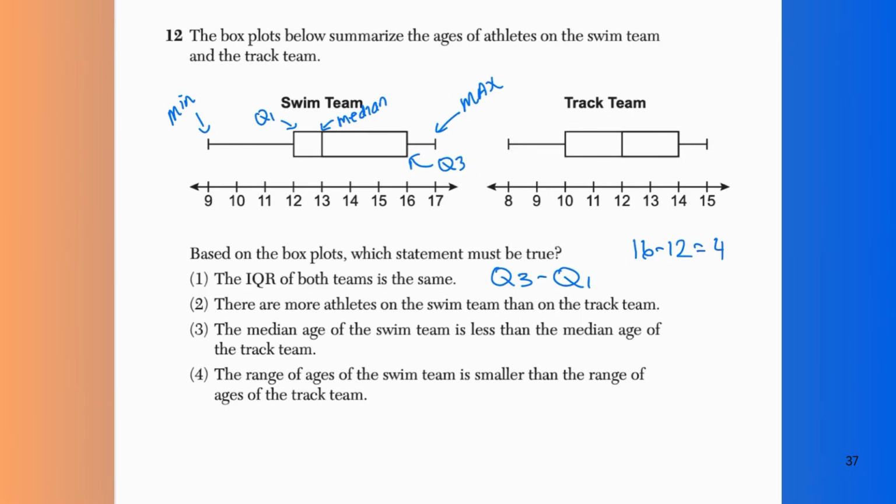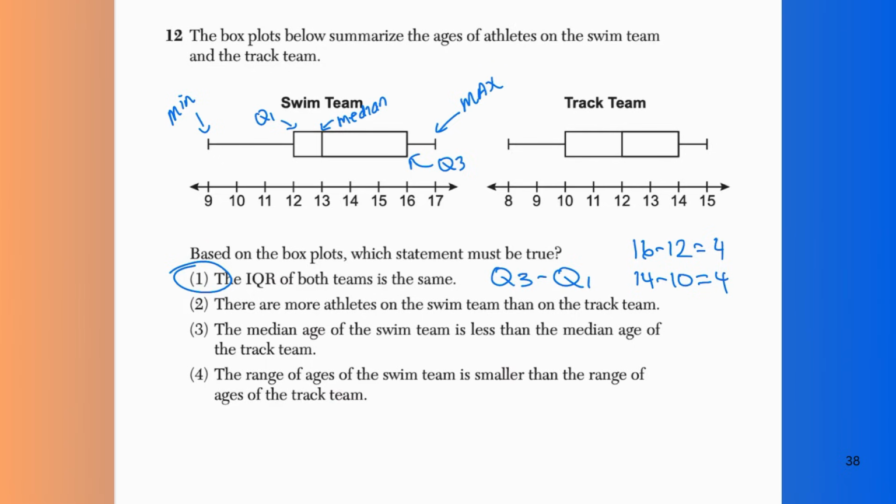Let's do the same thing for the track team. Q3 is 14. Q1 is 10, which means that my IQR is going to be 14 minus 10, which is also 4. And so answer choice number 1 is correct. We can go through why 2, 3, and 4 are incorrect, just to go over some more terms.